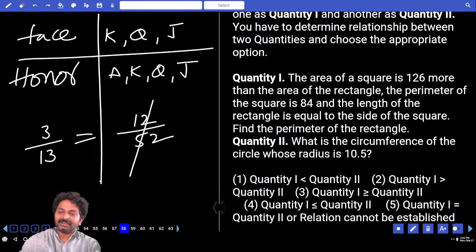The area of the square is 126 more than the area of the rectangle. The perimeter of the square is 84. Then what is the side of the square?